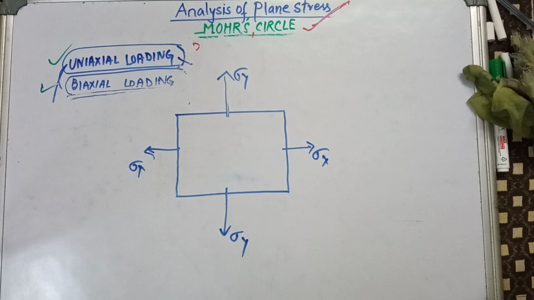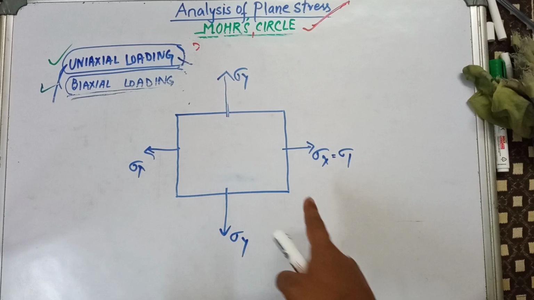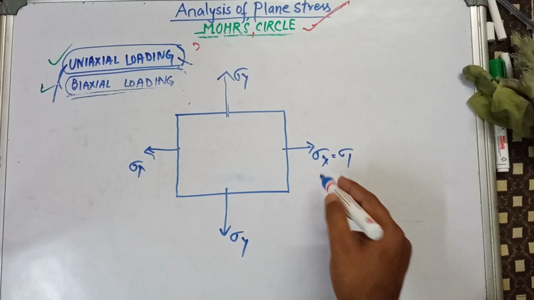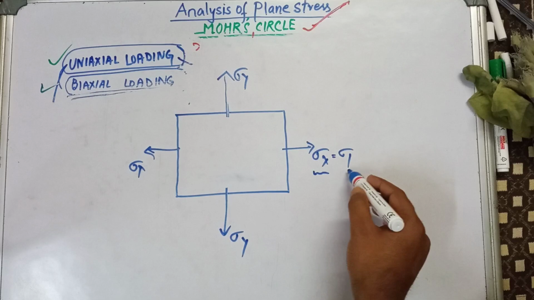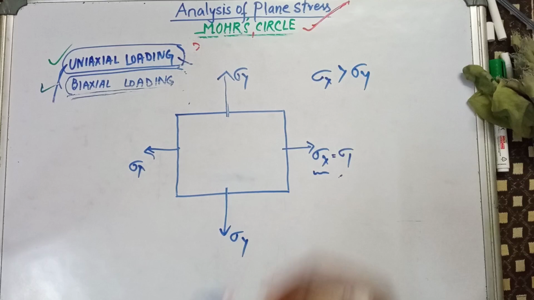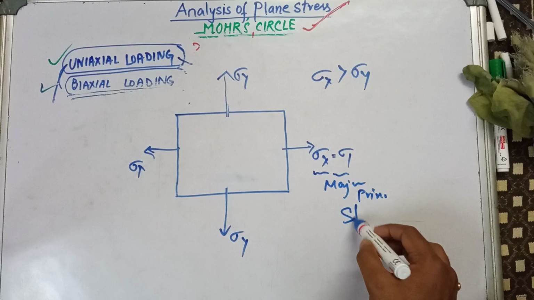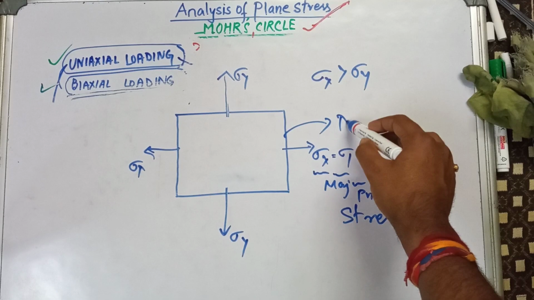Now, sigma x will be nothing but sigma 1. If there is no shear stress present in these planes, I can understand that these are the planes where the normal stress is maximum. So, sigma x itself is this sigma 1. Now, people may say, how can you understand whether sigma x is maximum or sigma y? If I make an assumption like this, sigma x is greater than sigma y. This is 100 megapascal, this is 50 megapascal. Then definitely sigma x is greater than sigma y. So I can write that this will become the major principal stress. And the corresponding plane on which it is acting will become the major principal plane.